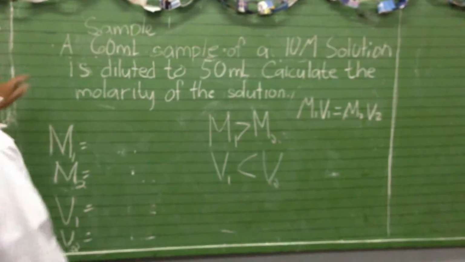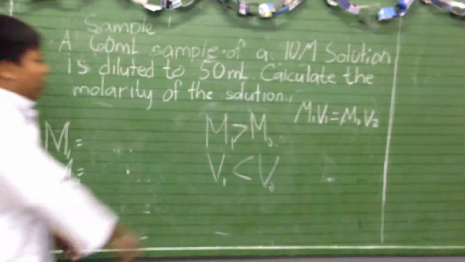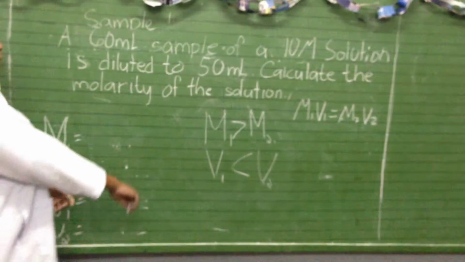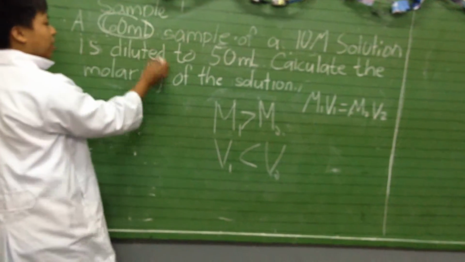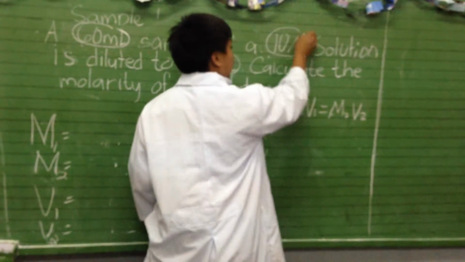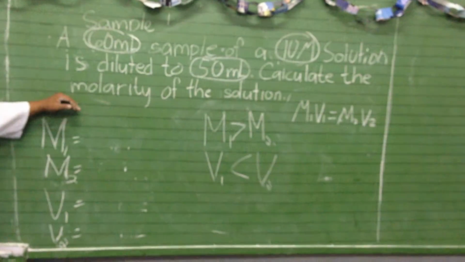Alright, so let's start with sample number 1. Sample number 1: a 60 ml sample of a 10 M solution is diluted to 50 ml. Calculate the molarity of the solution. So first we have to find all the values: 60 ml, 50 ml, and 10 M. So what is the question here? Calculate the molarity of the solution.